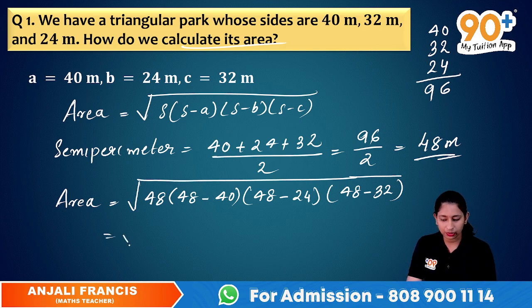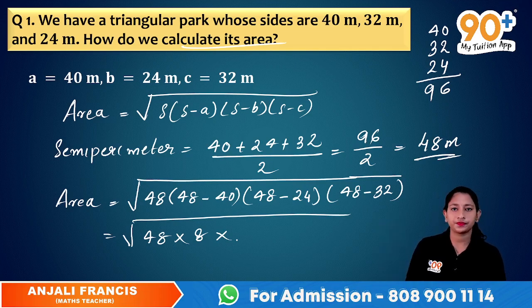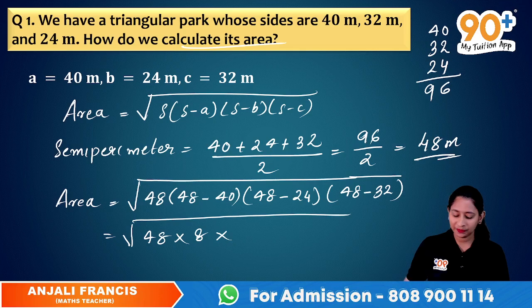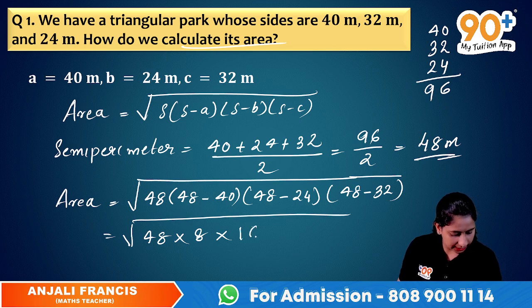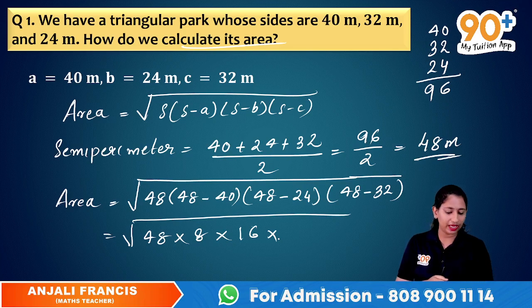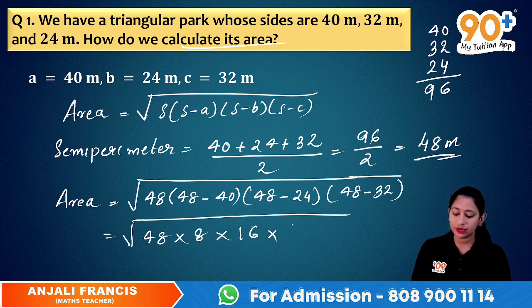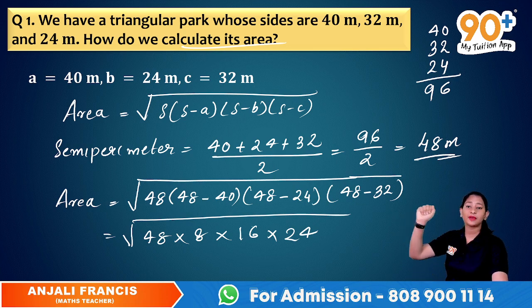Yes. Here root of 48 into 48 minus 40, which will be 8, right? 8 into 48 minus 24, which will be 24. Then 48 minus 32, it will be 16.